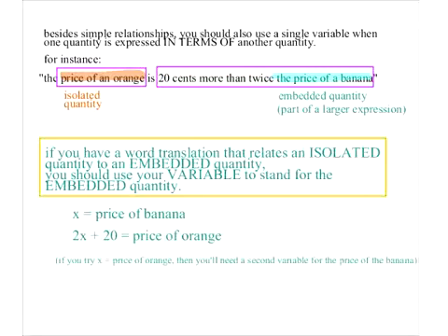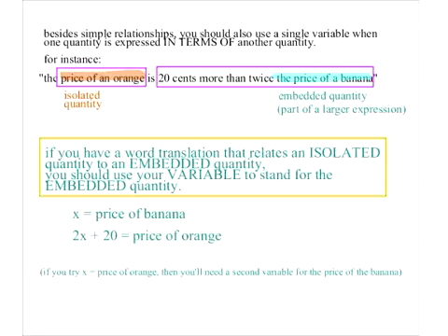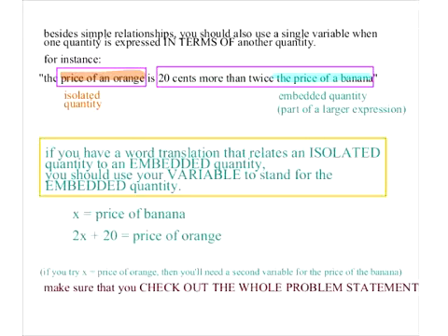And that's just awkward. So the point is, you have to have foresight here. Another takeaway is that you don't just want to assign the variable to the first unknown that you see. Make sure that you check out the whole problem statement before deciding what should be your variable. Don't just assign a variable to the first unknown that crosses your path.